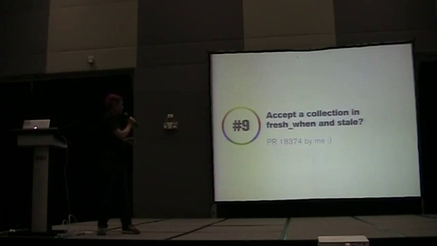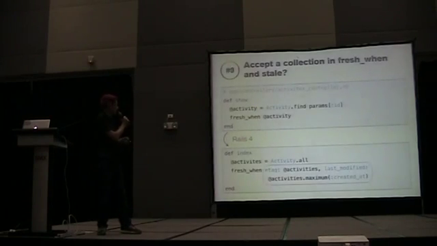Accept a collection in fresh_when and stale?. Okay, so Action Controller has a very easy way to add caching. It has these two methods, fresh_when, and then stale?. They are basically one the opposite of the other.